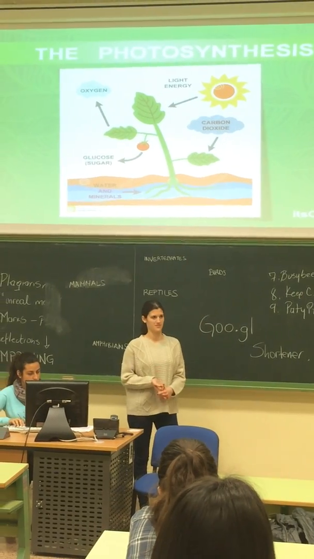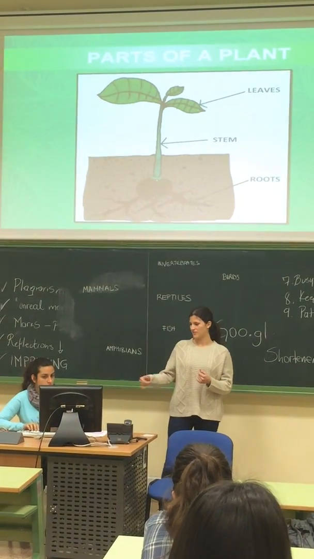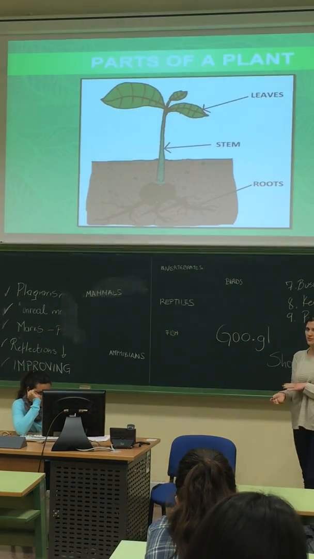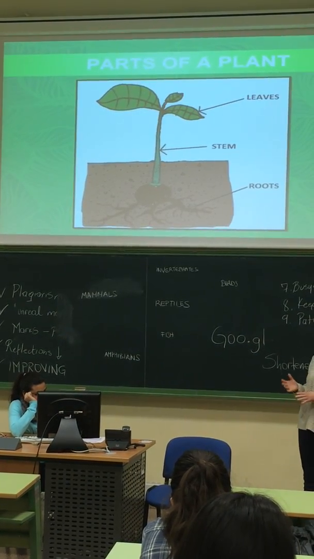Development cycle of primary school. First of all, we must distinguish the parts of the plant in order to better understand the process of photosynthesis.